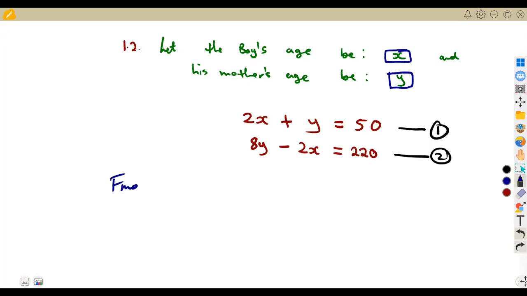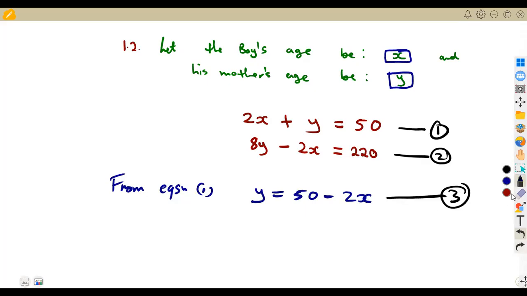So from equation 1, we're just going to make y the subject. It means y is equal to what? We transpose 2x to the other side, it becomes a negative. So that will be 50 minus 2x. We can just call this equation 3.